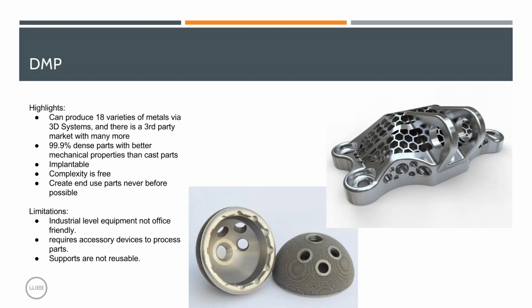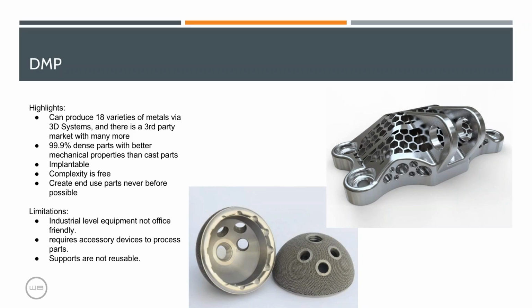So what are the high points? 18 different varieties of metal directly from 3D Systems. There is a third-party market out there that you can actually purchase a wider range of materials from. I don't recommend that. For 6 months or so, keep the 3D Systems type material in there. Once your technician knows how to use your system, then you can venture out into the other materials, and in all honesty, you have to talk to 3D Systems to help you get it catered to your printer.